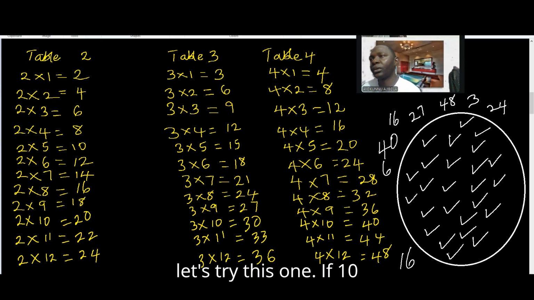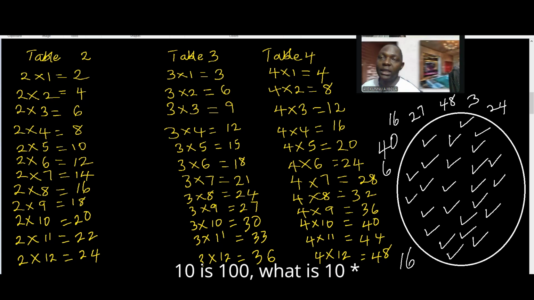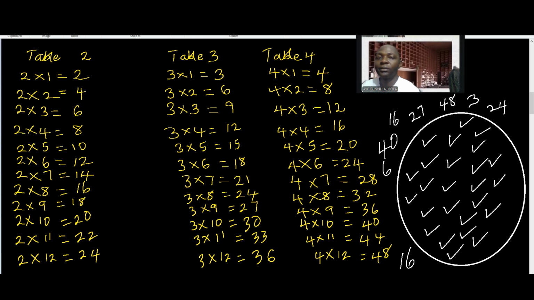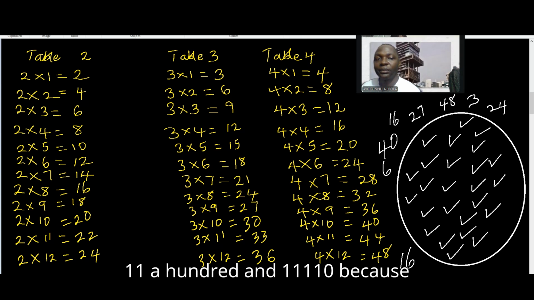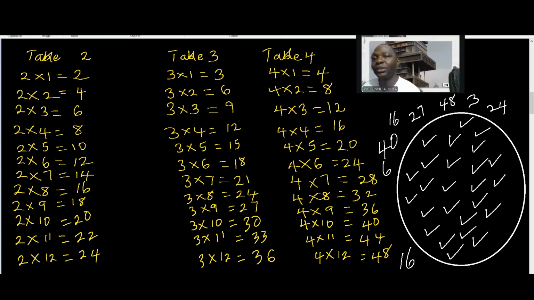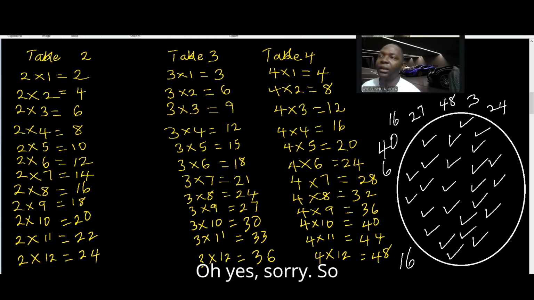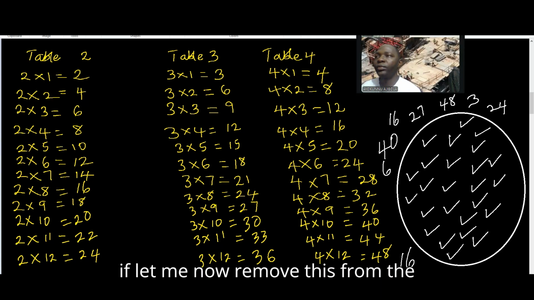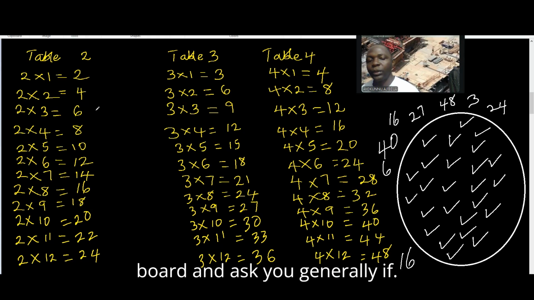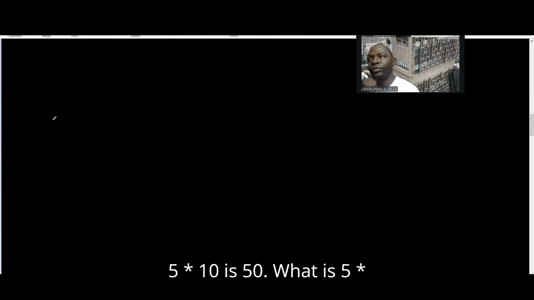Okay, let's try this one. If 10 times 10 is 100, what is 10 times 11? 110, because you're adding 10. Let me now remove this from the board and ask you generally. If 5 times 10 is 50, what is 5 times 11? 55. You know, it's a repeated addition. You're adding that particular number to it, right? Yes.